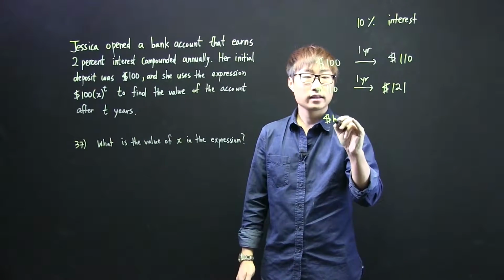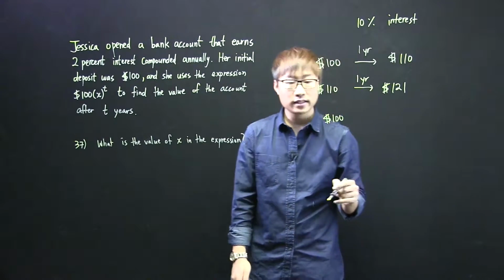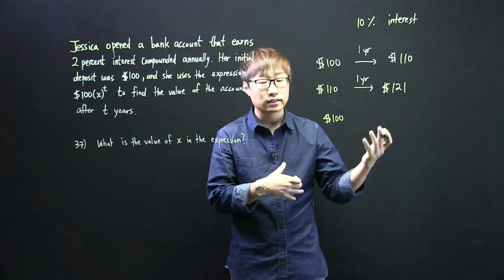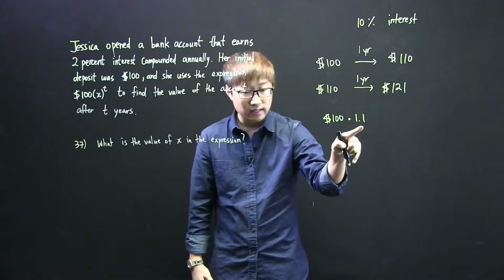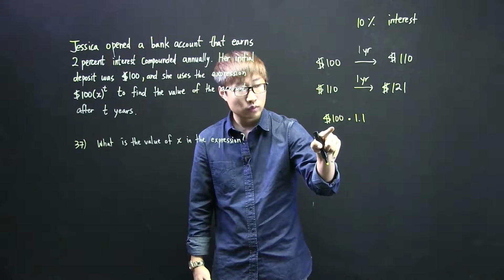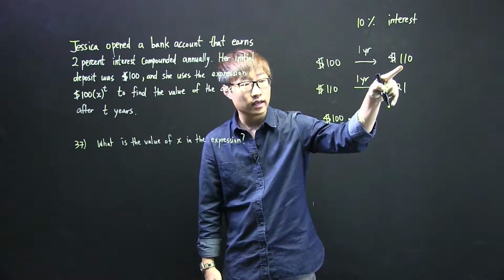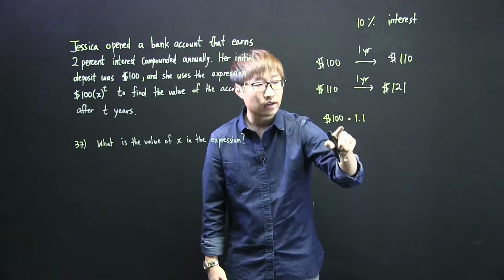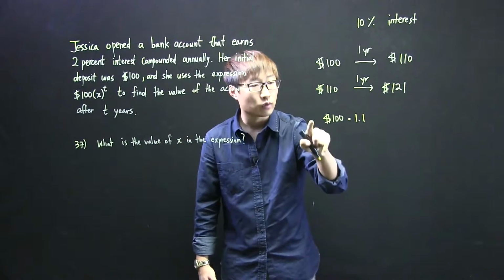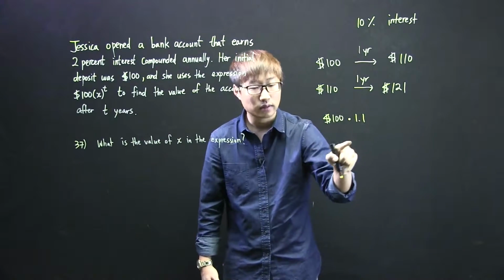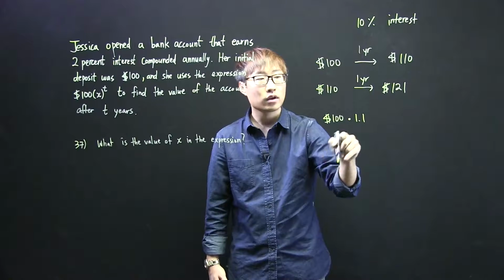We first started with 100, and then since we earned 10% the next year, it was 110% of the original, and that's how we got 110. And then the next year after that, we earned 10% on this one, the $110, right?